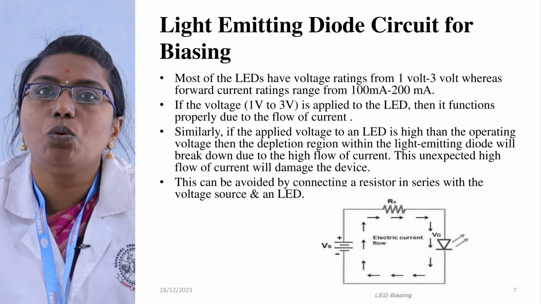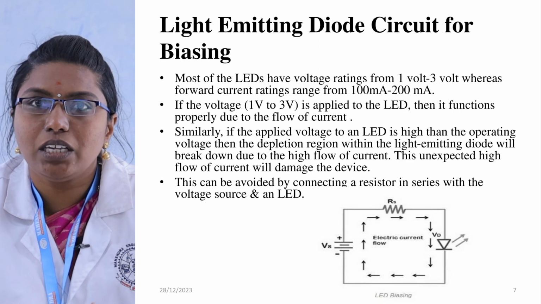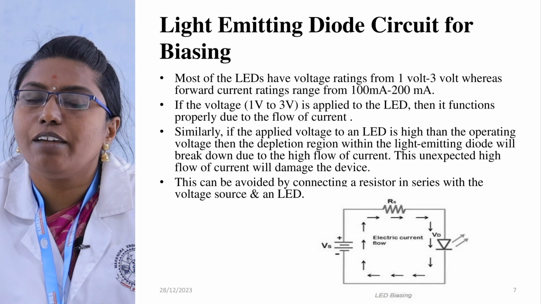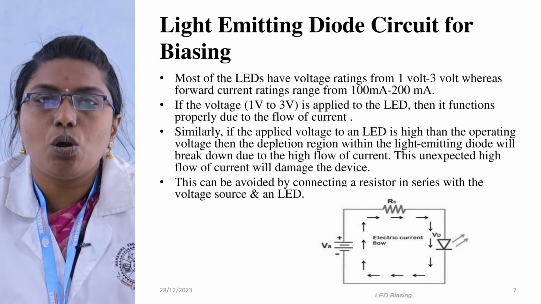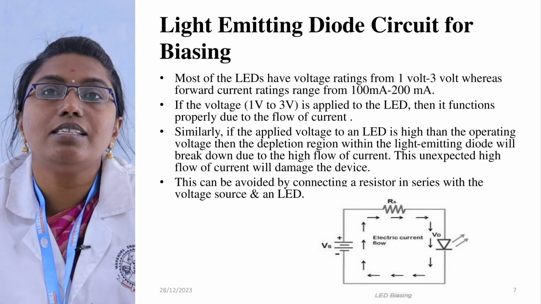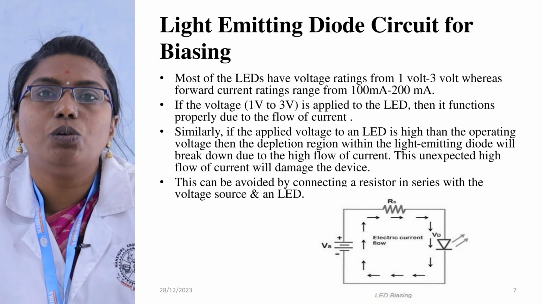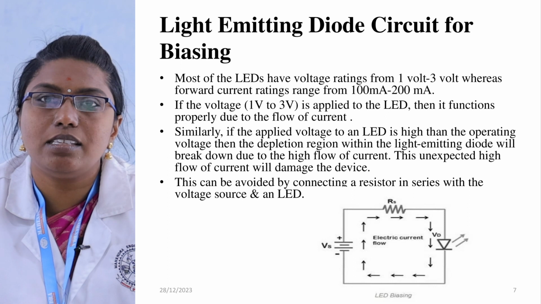But if you apply a voltage higher than the operating voltage, the depletion region within the LED will break down due to the high flow of current, which causes damage to the device. To avoid this damage, a resistor is connected between the voltage source and the LED. That's why this resistor is called a current limiting resistor.